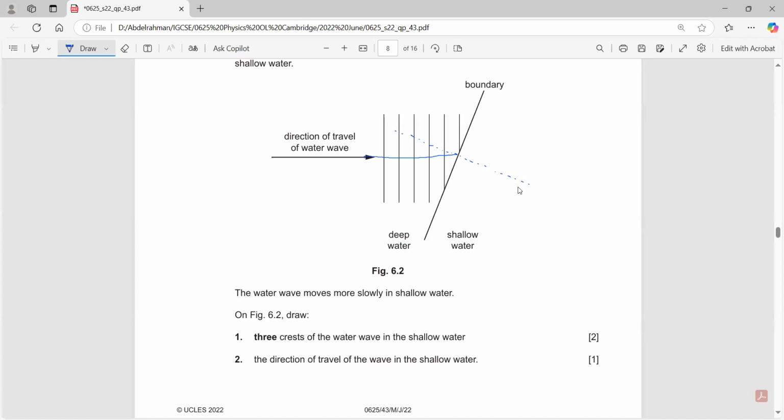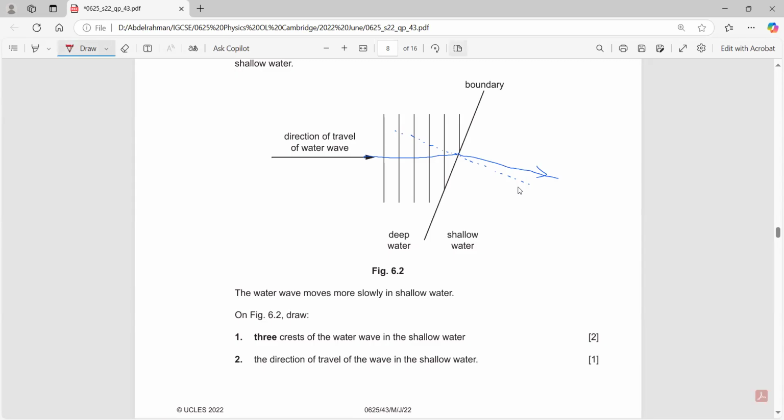Why? Because the speed decreases. As you move from deep into shallow, the speed decreases. So the direction would move somewhat in this direction. This is the direction of the waves after they pass into the shallow water. How can I draw the crests of the wave?